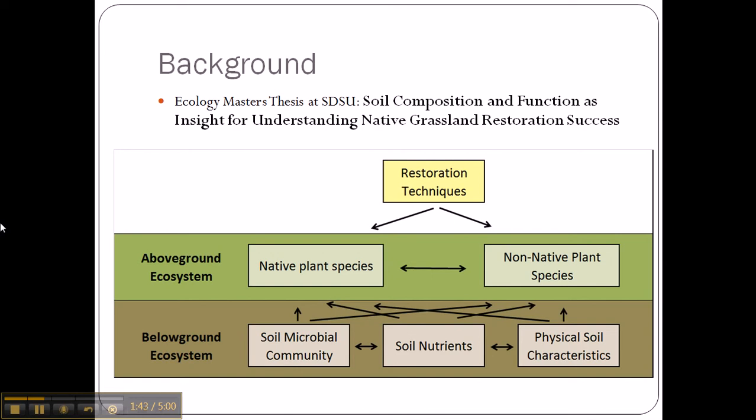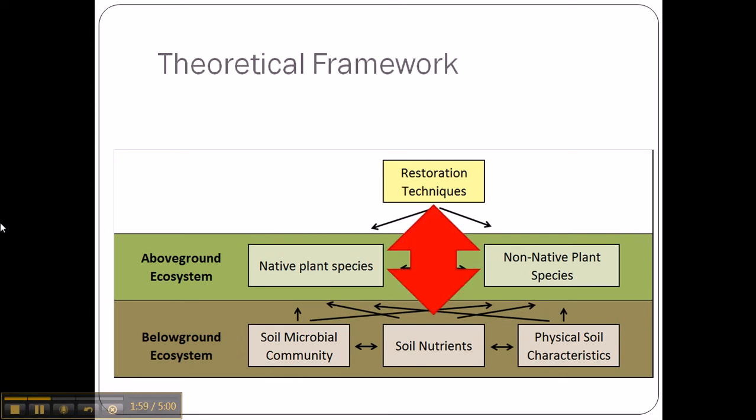Now, when it comes to restoration, a common research theme is to look at how restoration techniques affect above ground plant growth, because in effect that's really what we're looking at. But what my thesis is really interested in is looking at how restoration techniques affect the nutrients in the soil and other soil properties, and then going upwards, how the changes to the soil affect grass growth.